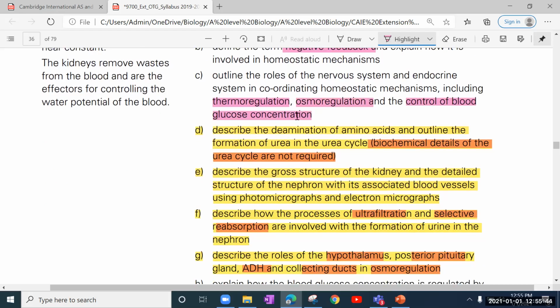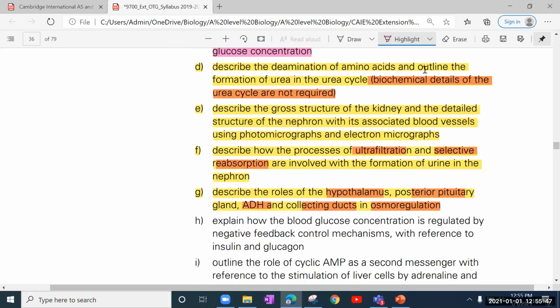So for that, we will inshallah describe deamination of amino acids and outline the formation of urea and the urea cycle. Now your syllabus says biochemical details of the urea cycle are not required, so you don't need to worry about that, right? Then describe the gross structure of kidney and the detailed structure of nephron with its associated blood vessels using photomicrographs and electromicrographs. You're also required to describe how the processes of ultrafiltration and selective reabsorption are involved in the formation of urine in the nephron. And lastly, we'll cover the role of hypothalamus, posterior pituitary gland, antidiuretic hormone, collecting ducts in osmoregulation.